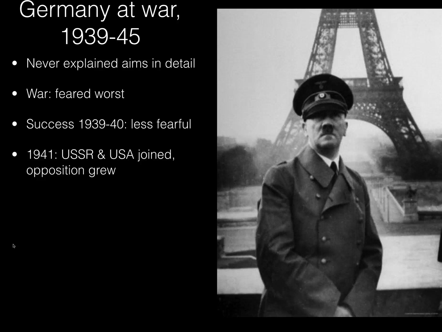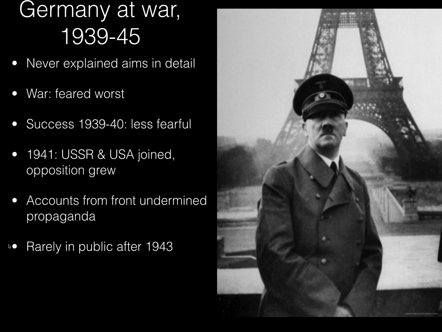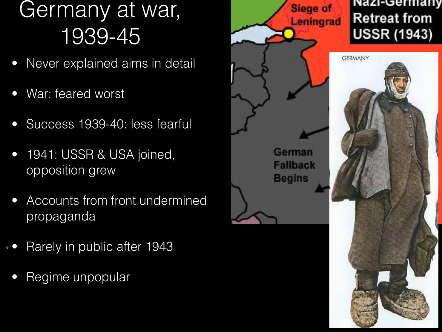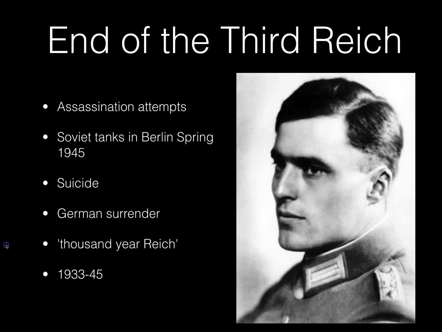Opposition feeling grew within Germany, although there were no mass coordinated attempts to overthrow the regime. Accounts from the front, though, undermined propaganda as people started to realise that things were not going Germany's way. Hitler himself, in fact, was rarely seen in public after 1943, and the regime did become more unpopular. There were some plots against Hitler, although there was no wide coordinated attempt to overthrow the regime.